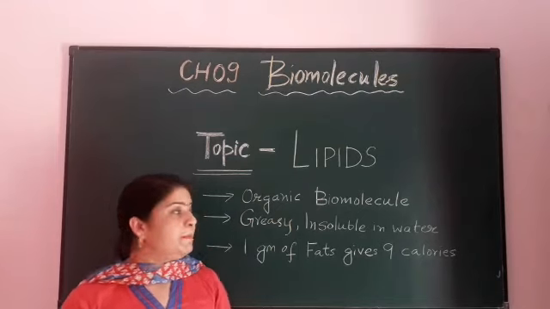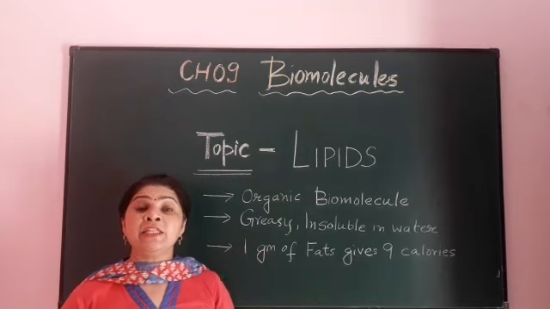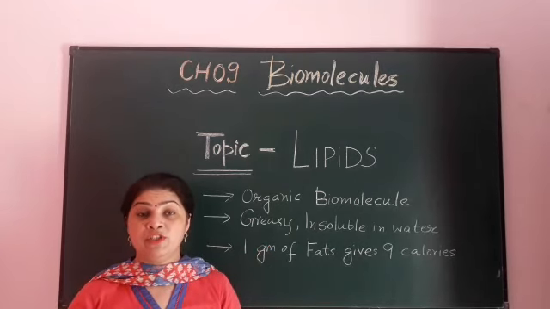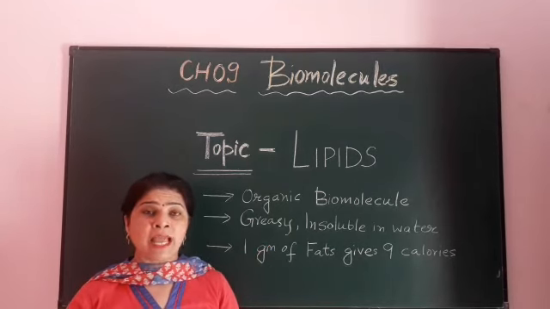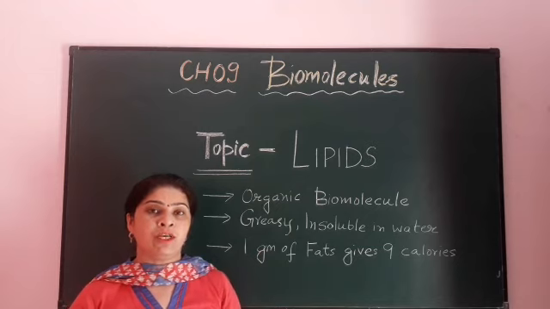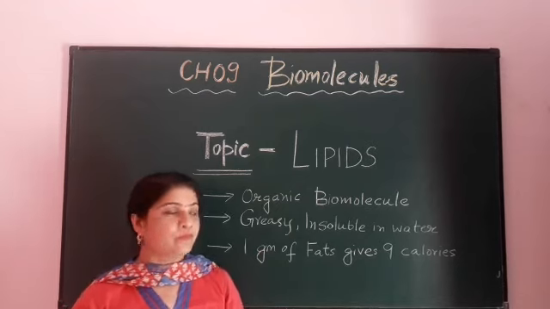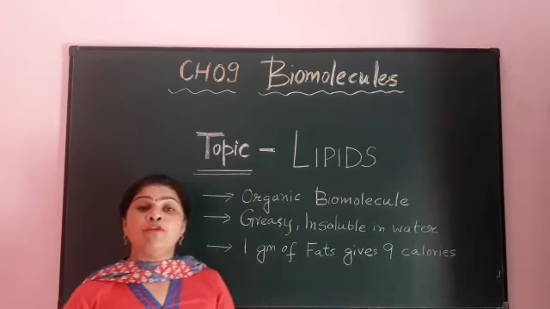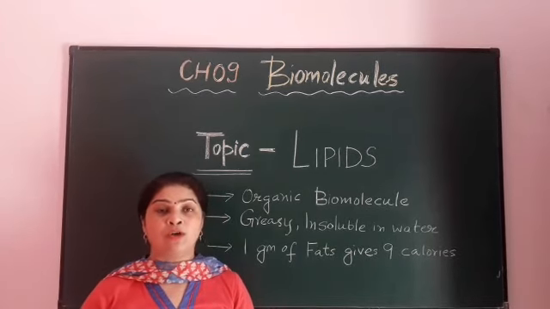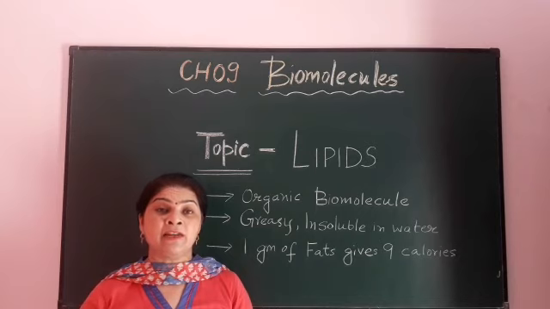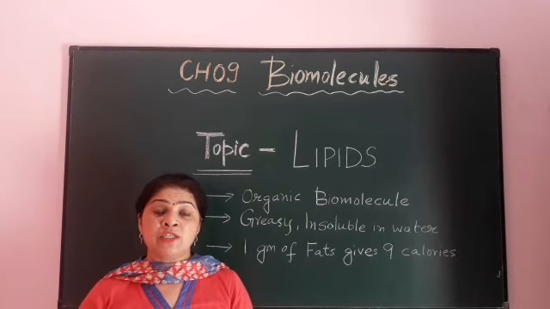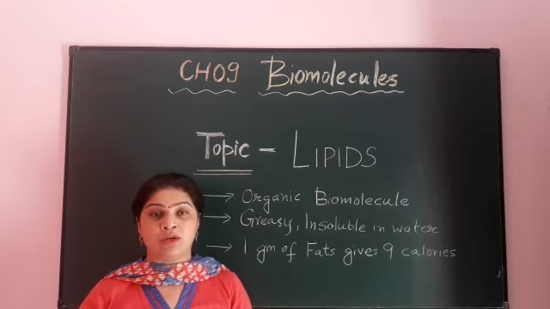Lipids are greasy and they are insoluble in water, which is a polar solvent, and they are soluble in non-polar solvents like ether, ester and acetone. Now, 1 gram of fats or lipids upon oxidation gives 9 calories of energy, whereas 1 gram of carbohydrates gives merely 4 calories of energy upon oxidation.